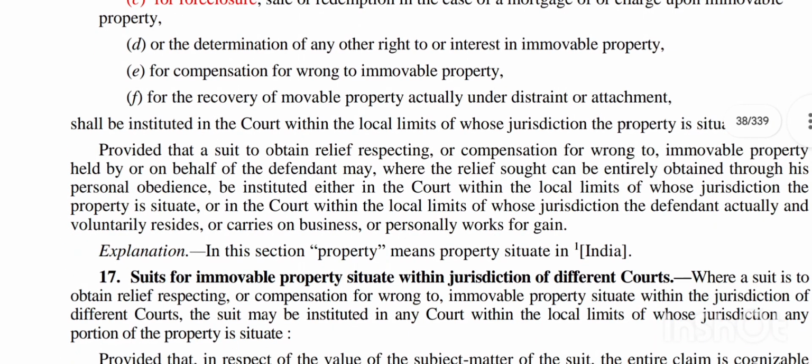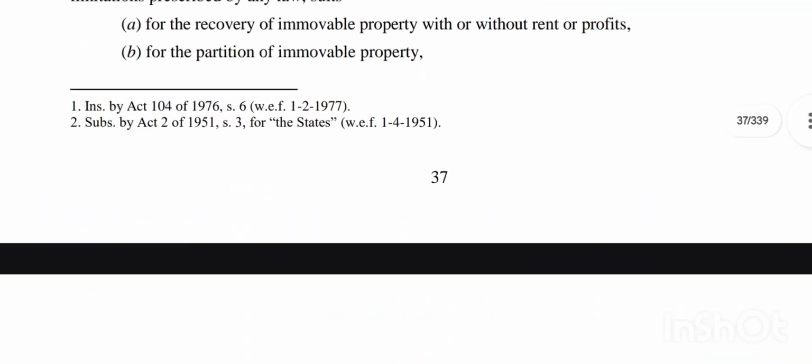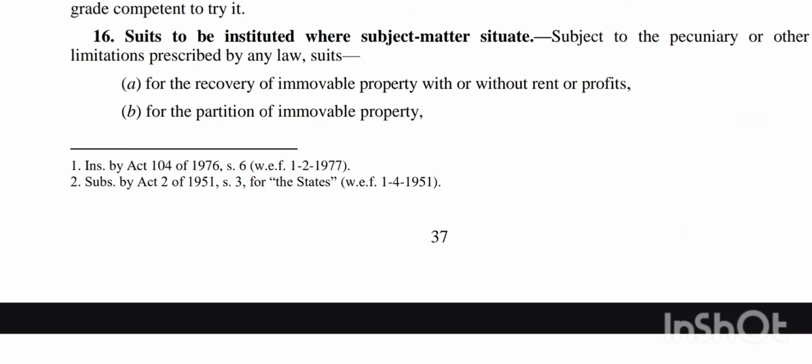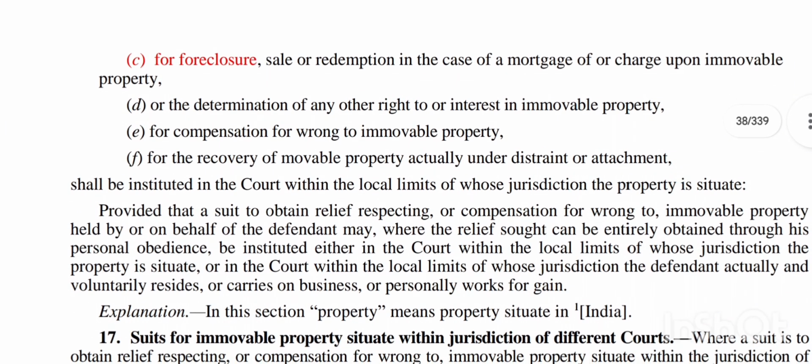under distraint or attachment. This section is covering all these cases, and all these suits shall be instituted in the court within the local limits of whose jurisdiction the property is situated. Okay, so it is basically saying that wherever the immovable property is situated, within the jurisdiction of that area, the case shall be instituted.